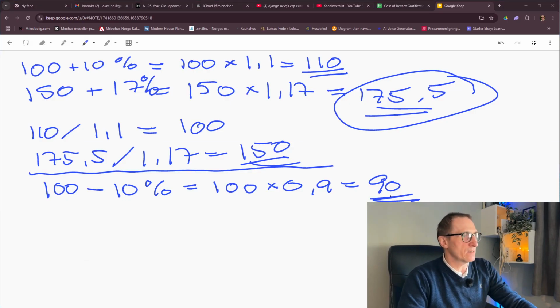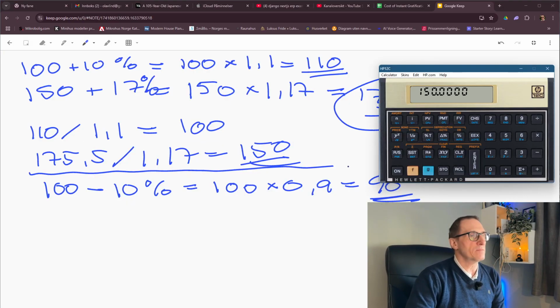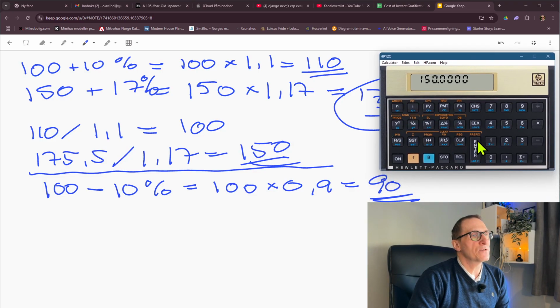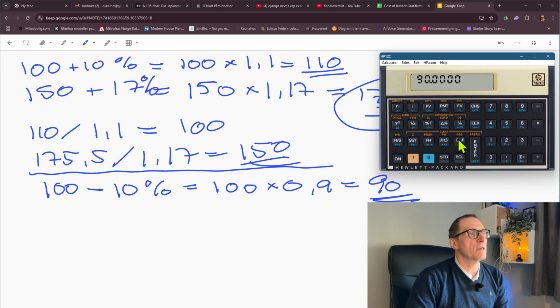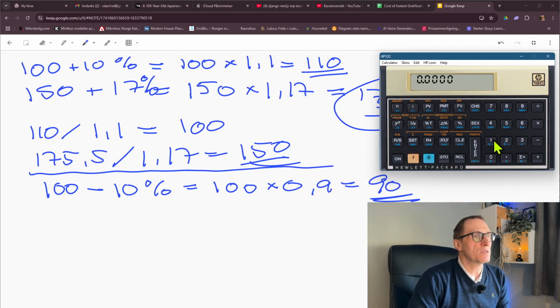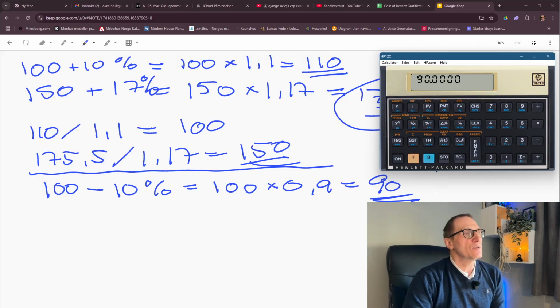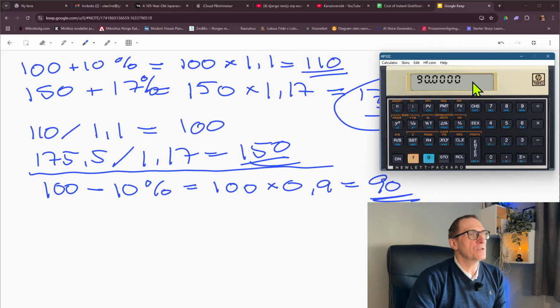To do this on the calculator, I will enter 100, enter, and 0.9 times that is 90. And if I want to use the percentage keys, I enter the same number, 100, and then 10% minus, then I get to the same number, of course. So that's the way that you do percentage calculations.